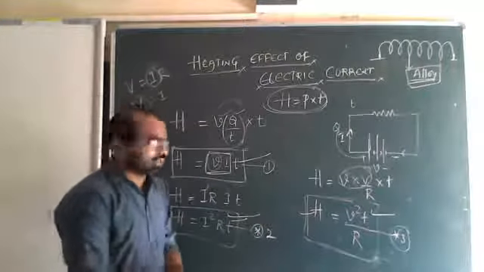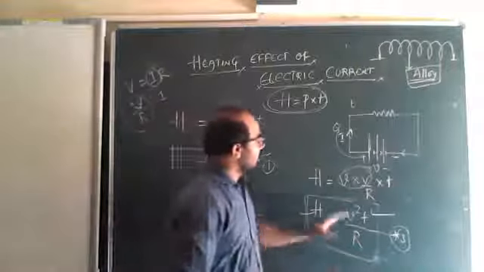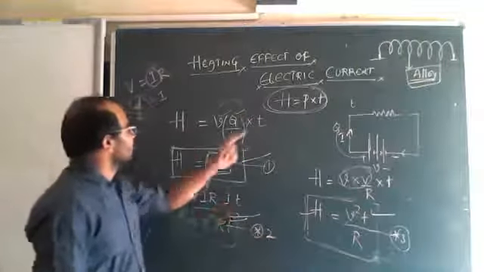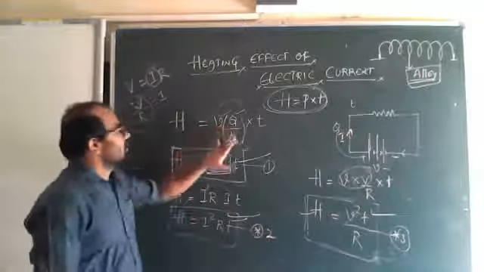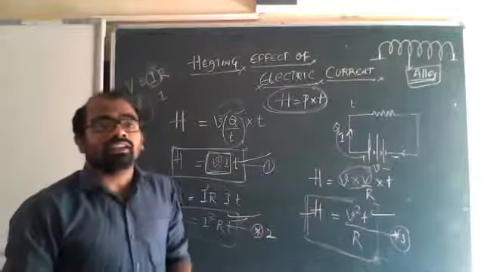Okay, this is regarding heating effect of electric current. You should remember these formulas. H equal to I square RT, H equal to V square T by R. Then H equal to VIT, H equal to VQ by T. Okay, you should remember all these formulas. And heating effect of electric current.